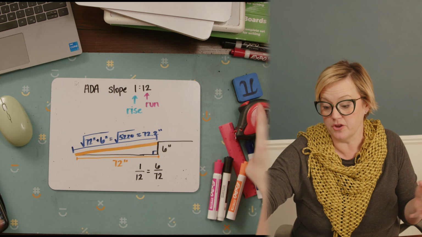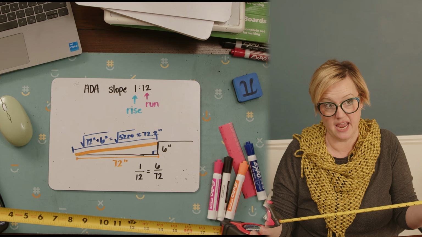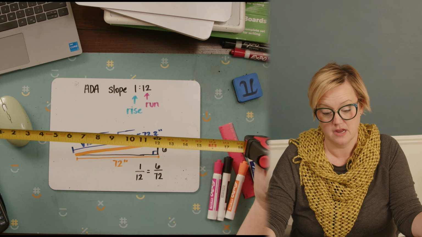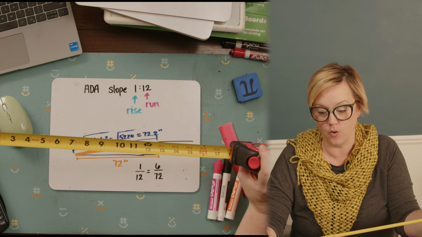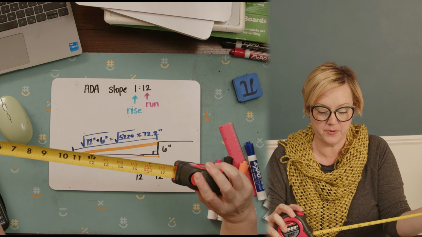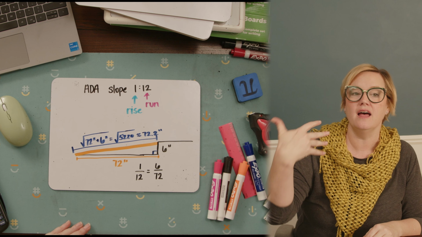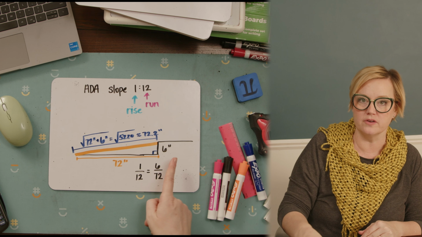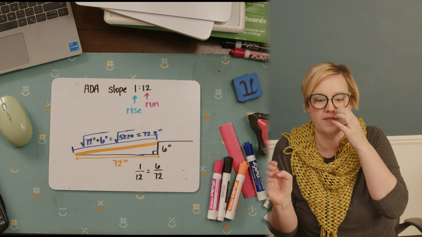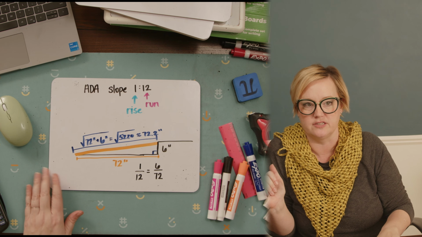Again, if you are using a measuring tape, you're going to have to put it into a fraction. Okay, so this would be like 72 and a quarter. You would probably round up. You would say you want it to be 72 and a half at least, because then you would certainly meet the ADA requirements for the rise over run.